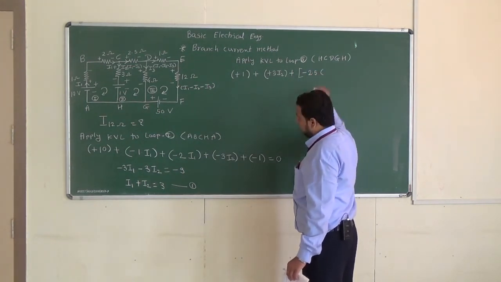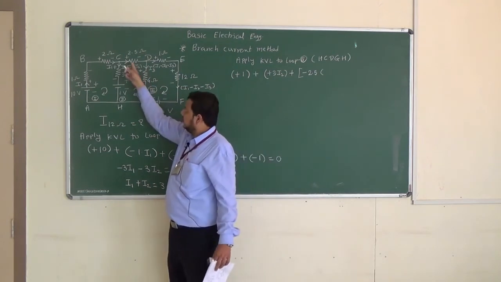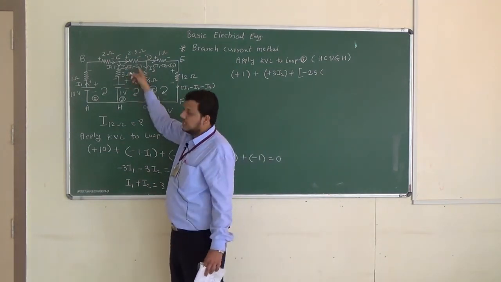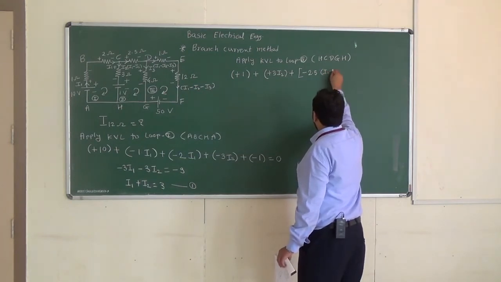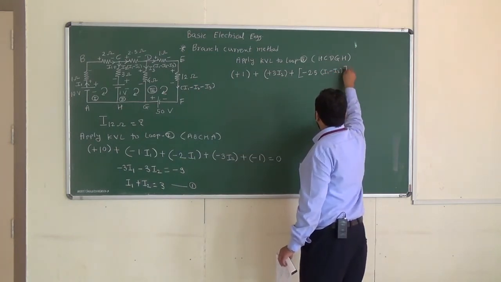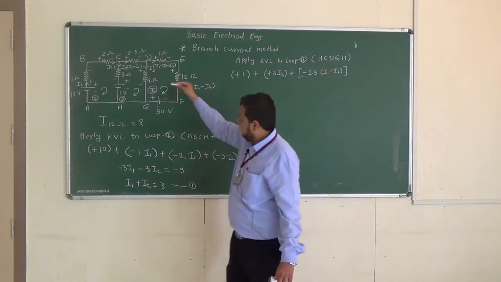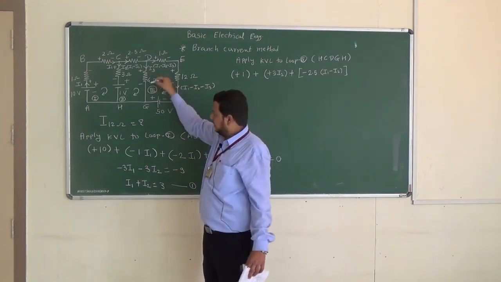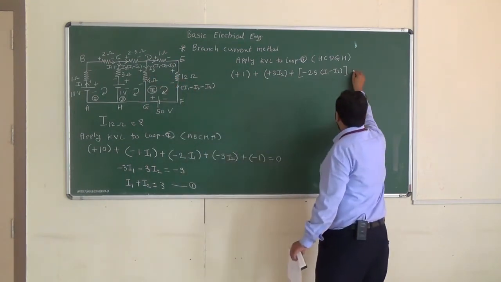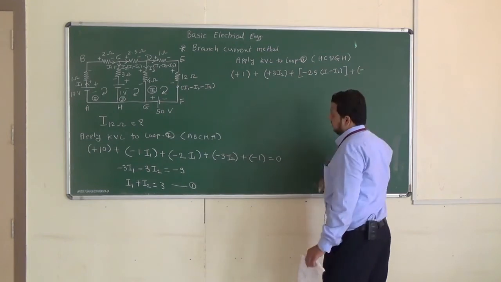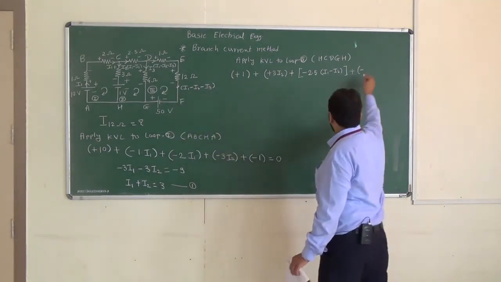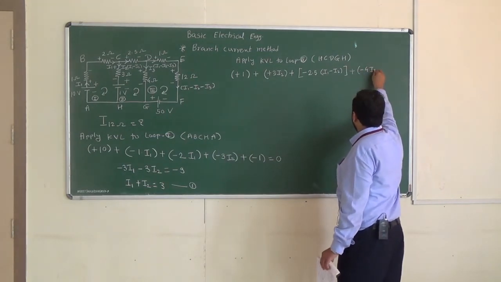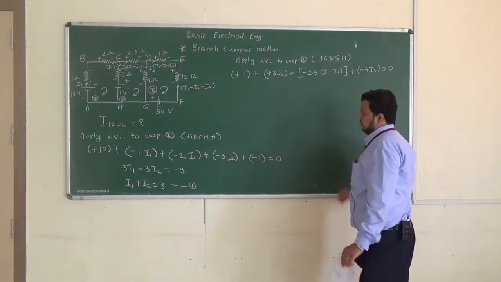now from C to D, there is decrease in voltage, so minus value of resistance is 2.5. Now how much current is flowing through this resistance 2.5 ohm? It is I1 minus I2. So 2.5 multiplied by I1 minus I2. Then plus to minus, again there is fall in voltage, so it will be minus, value of resistance is 4, current is I3, so minus 4 into I3 equal to 0.